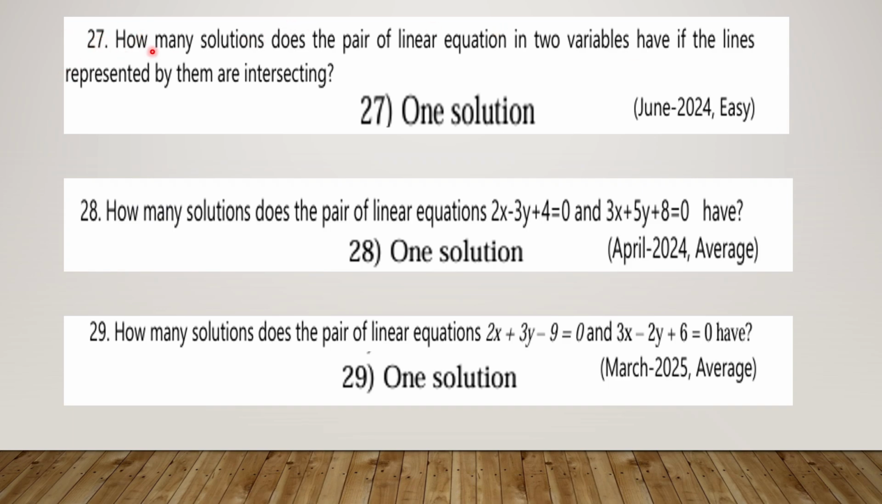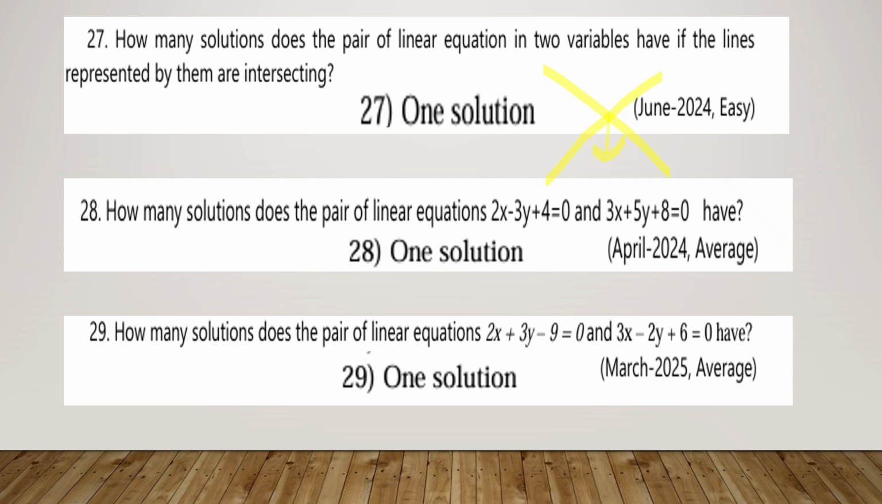Question number 27. How many solutions does the pair of linear equations in two variables have if the lines represented by them are intersecting? That is one solution if it is intersecting. If the pair of linear equations in two variables has lines which are intersecting, then it has only one solution.